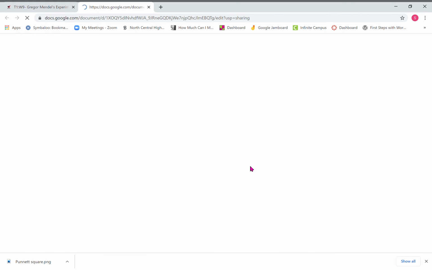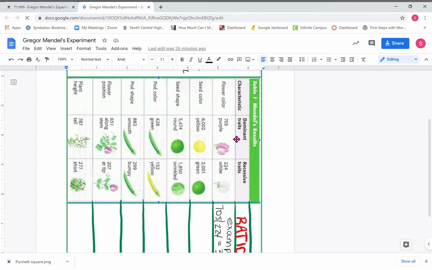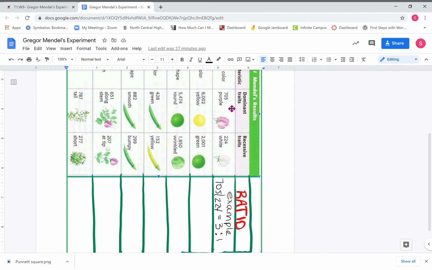So let's look at this assignment here. You're going to look at his experiments. These are his experiments here, these two here, showing the dominant to recessive trait. You're going to take and divide the dominant trait by the recessive trait, and it's going to give you a ratio. So I'm going to take 705 divided by 224, and it gives me 3 in my calculator to 1, because I divided to see how many times this equals 1. And it's 3 to 1. You're going to do this all the way down, and then you're going to turn it in.